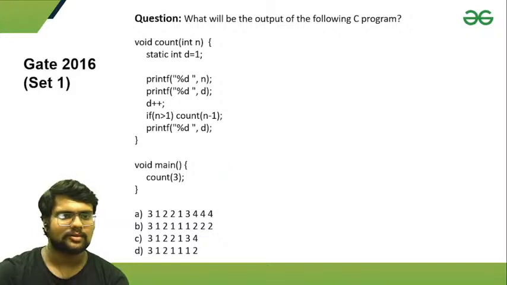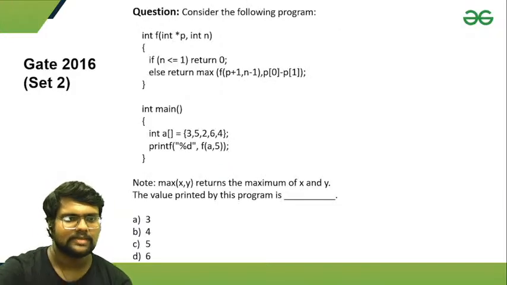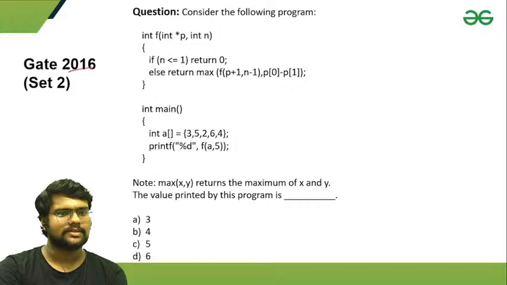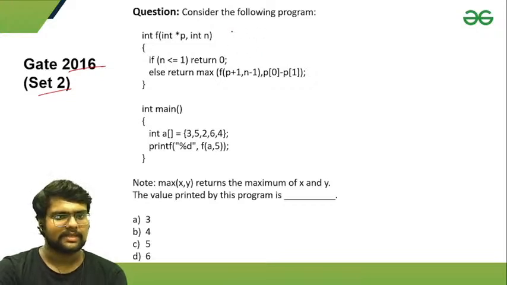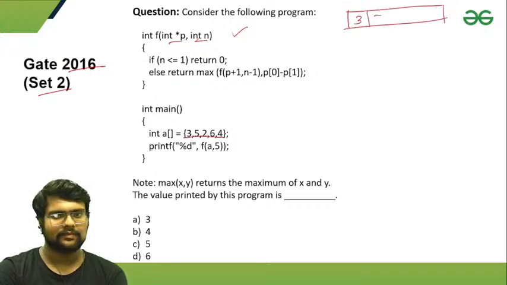Let's try to do one more question. It was asked in GATE 2016 set 2. In this question, we have one function given in which one pointer variable and one integer variable are there, and we have this array in which 3 5 2 6 4 is there, and it is passed to this function f of a comma 5.